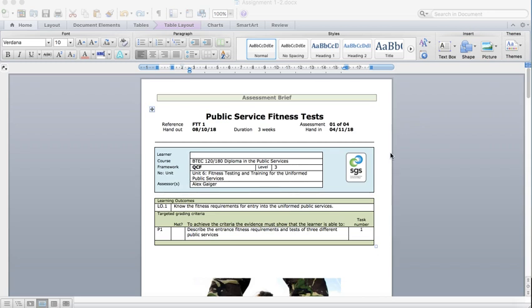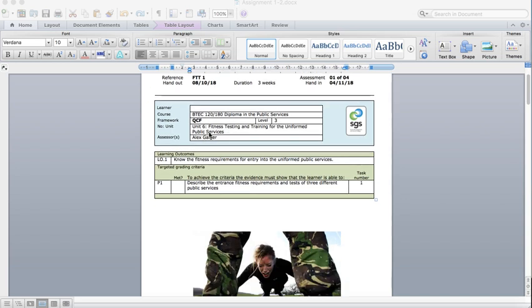Alright, so this is your assignment 1 for fitness testing and training for the Uniform Public Services with Alex Gager. It's out on the 8th of October, which was this Monday just gone, and it's due in on the 4th of the 11th, so that gives you sufficient time inclusive of the half term. There's only one criteria, so it's describe the entry fitness requirements and tests of 3 different public services.